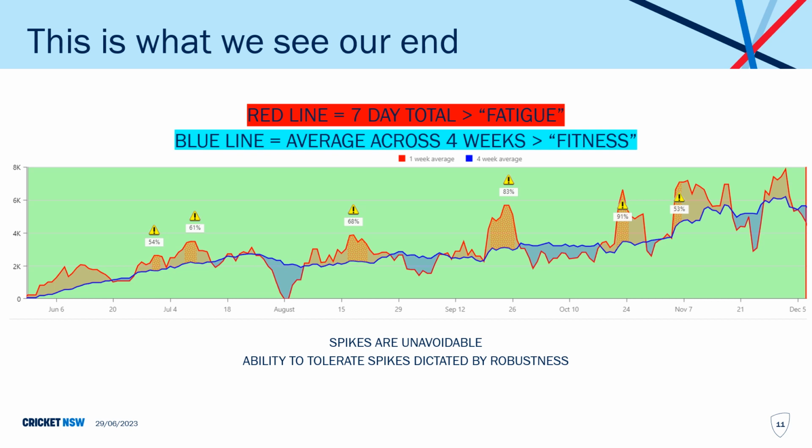Now this is before the National Championships has even started, but I'd be pretty confident in saying, because this player has successfully got through these spikes without getting injured, and that's because of how fit, strong and robust they are. If a spike was to come along at Nationals, which is quite likely to, then they're going to be able to tolerate it. So without getting too complex, with the blue line, in summary, we want to see that incremental increase, and these spikes are going to happen. They're unavoidable, but your ability to tolerate them is going to be dictated by your robustness.